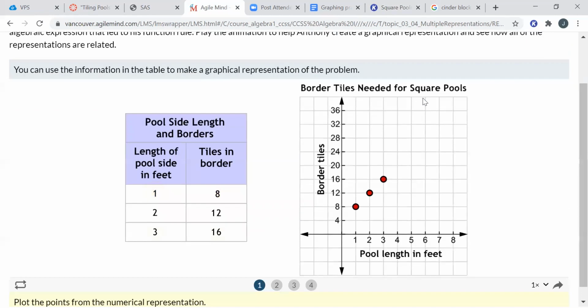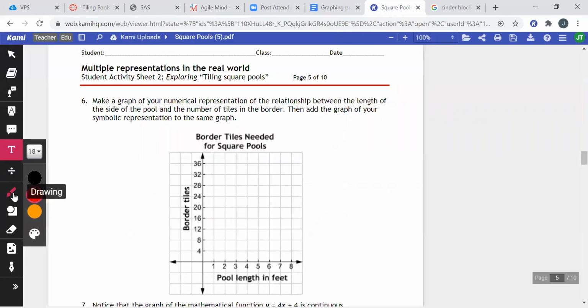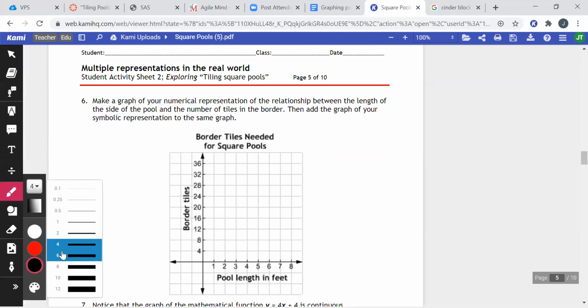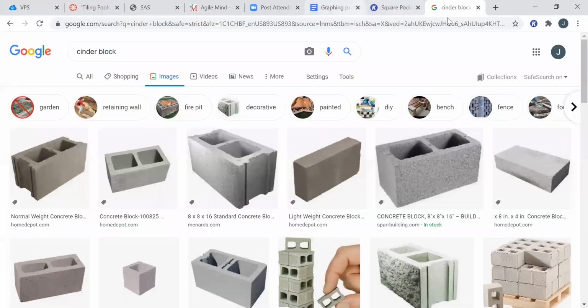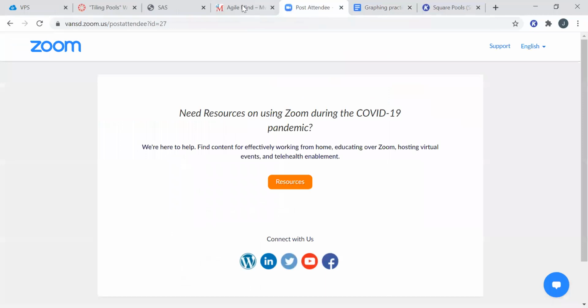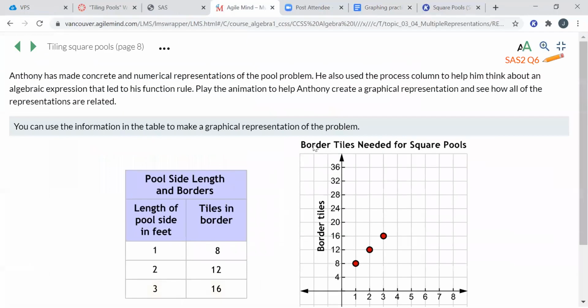Just so you understand, this is the graph we want. So when you go into here, you're going to say, well, I would go to paintbrush, I'd make this a 4 or a 6, so you can see it easy. 1 by 1 required 8 tiles. 2 by 2 required 12 tiles. 3 by 3 required 16 tiles. Oops, that was not very pretty. And there we go. We got a graph. Okay, so that's what it's asking for first. And that's great. That's the answer to question 6.